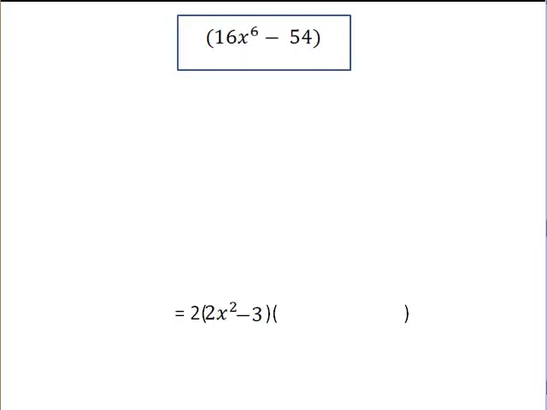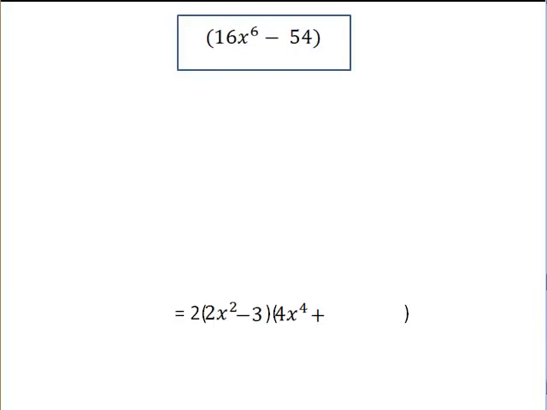The first term in the trinomial will be 2x squared, squared. So when we square 2x squared, we get 4x to the 4th. Be sure you know how to do that. The sign in the trinomial, the first sign in the trinomial, will be the opposite of what our binomial has. In this case, it's a plus.